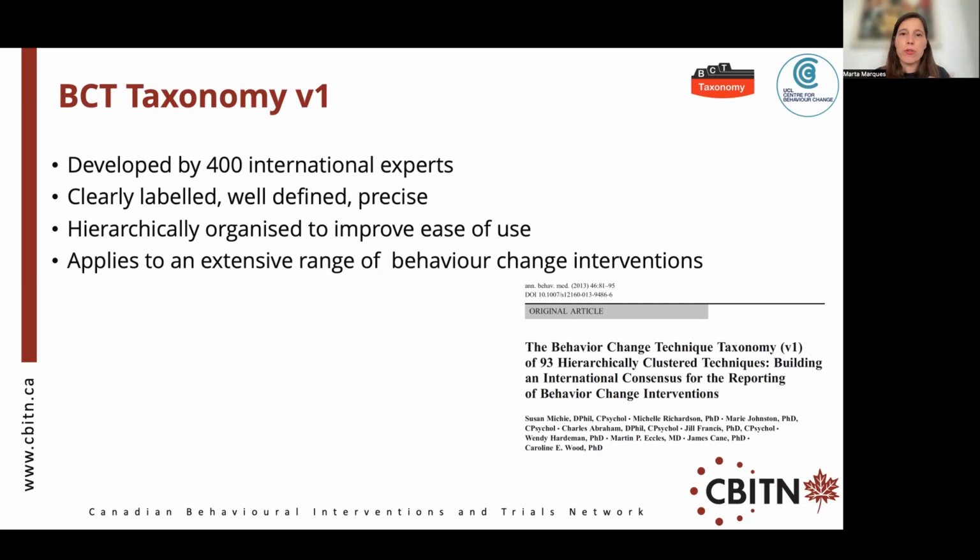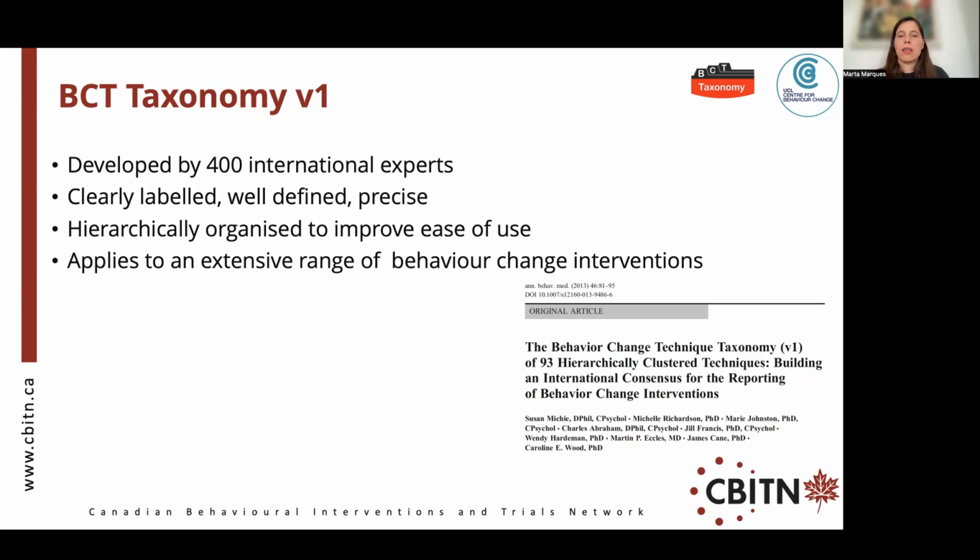So it was developed by 14 international experts through Delphi consensus methods, and it provides a list of 93 clearly labeled, well-defined, and unique techniques that are organized hierarchically in 16 groupings to facilitate the way that it can be used in practice to help you navigate within the 93 techniques. And it can apply to any type of behavior.